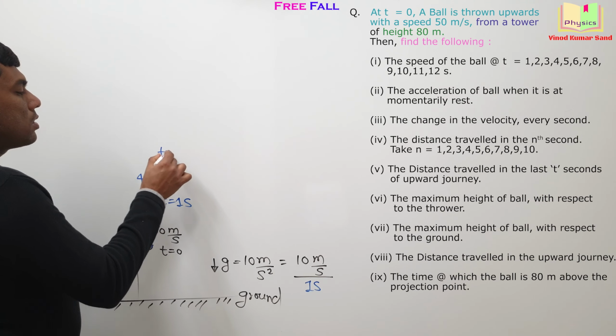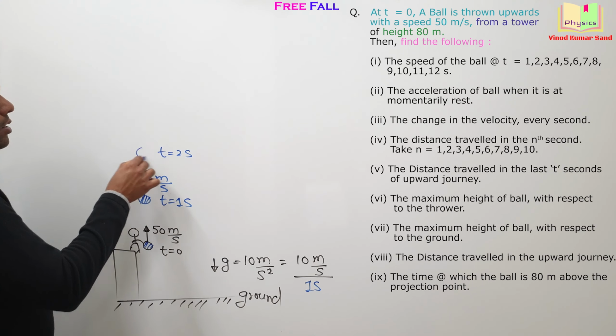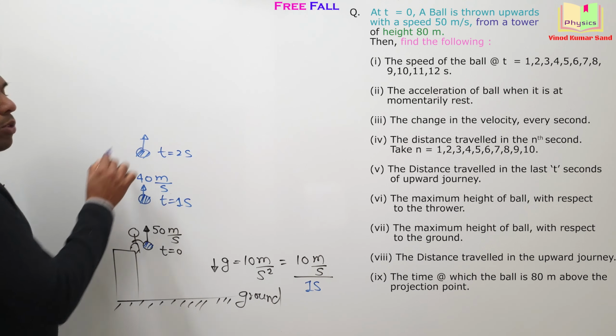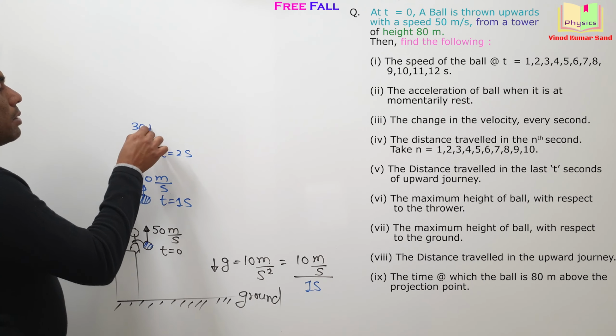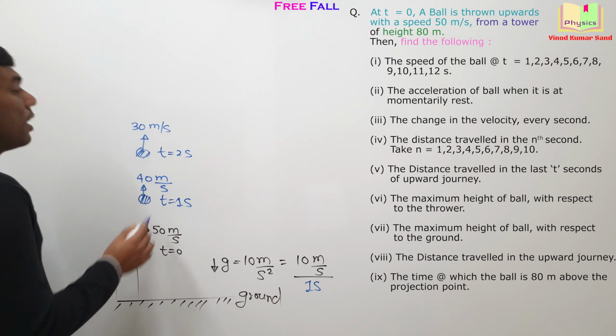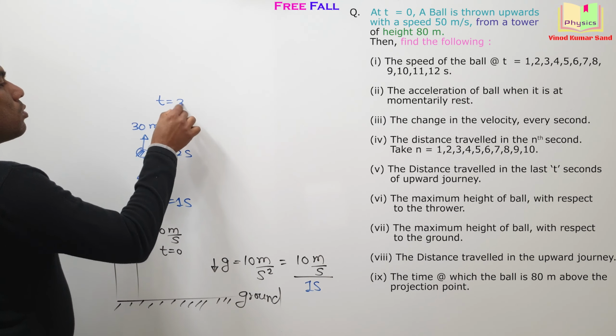Next 1 second means t is equal to 2 second. If someone asks you what is the speed of the ball, what should be your answer? 30 meter per second. Okay. t is equal to 3 second.